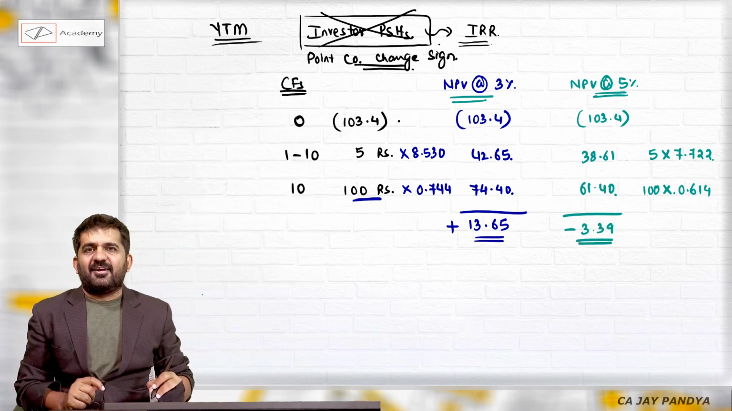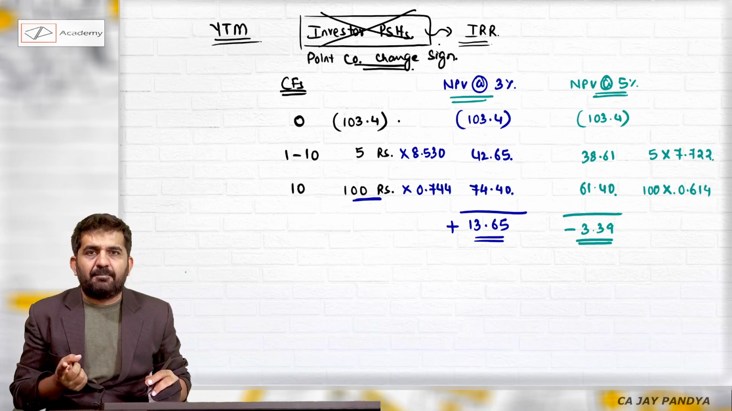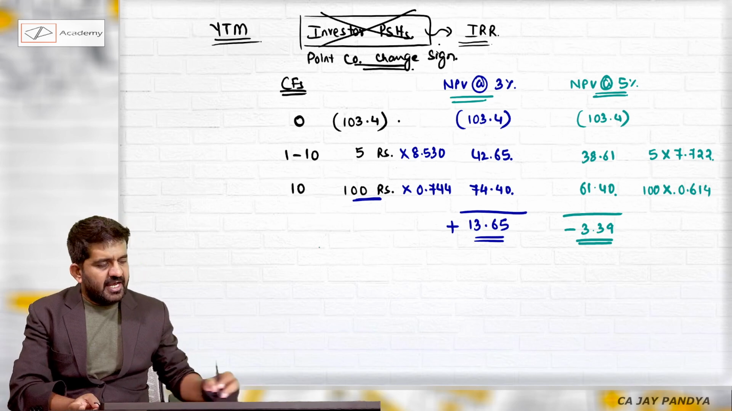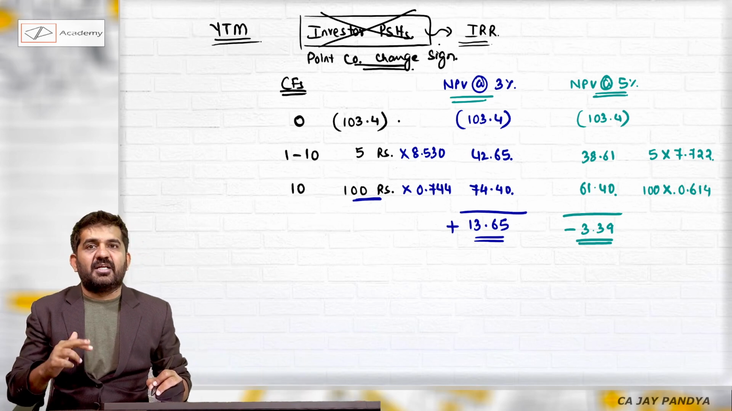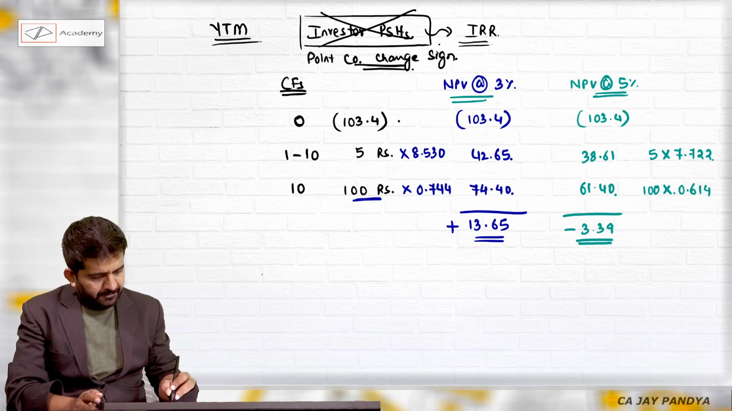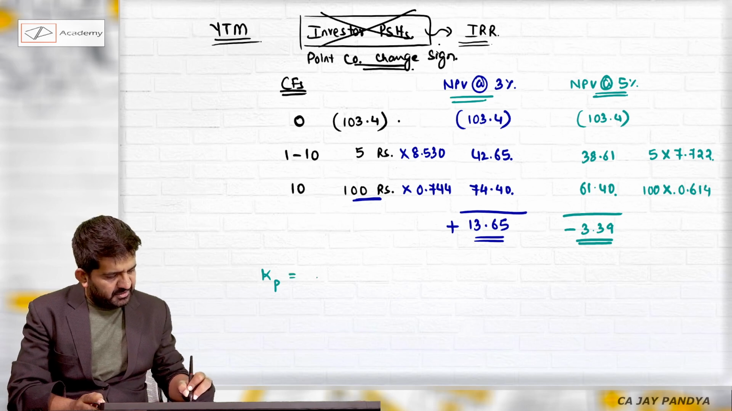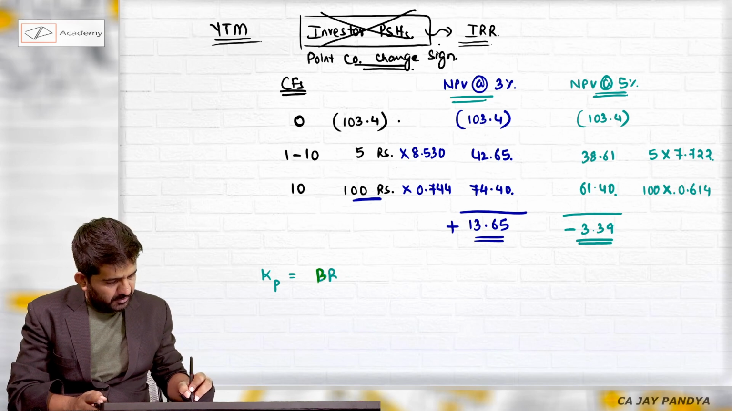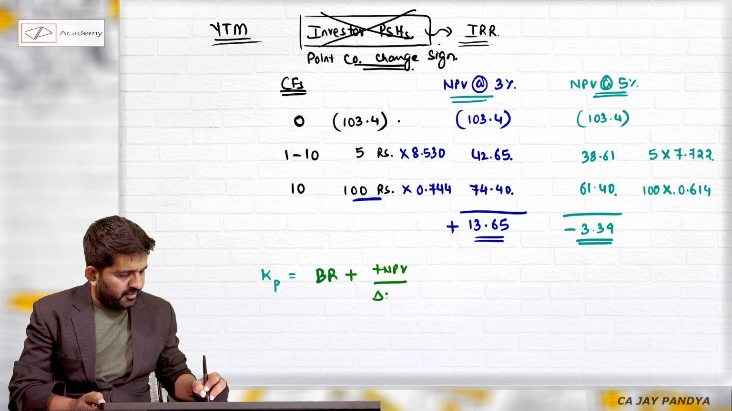The project is earning more than 3%. The project is earning less than 5%. One positive NPV, one negative NPV. We can use our formula of interpolation and get an idea how much IRR will be there, which will be nothing but the cost for the company, where cost of preference shares is equal to base rate plus positive NPV upon difference in NPV multiplied by difference in rate.